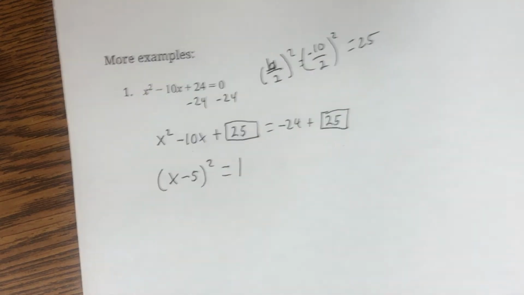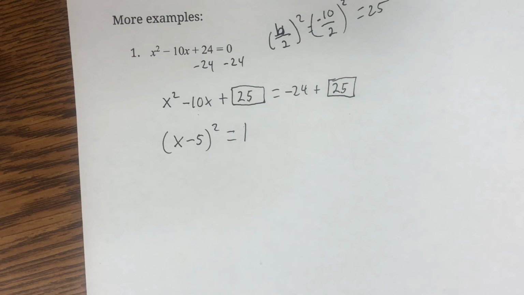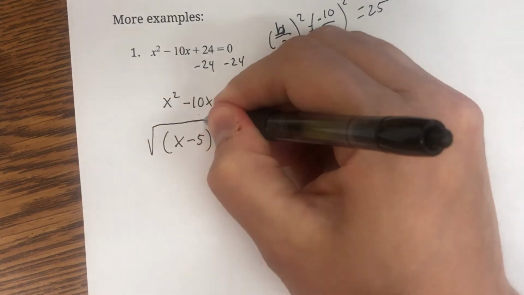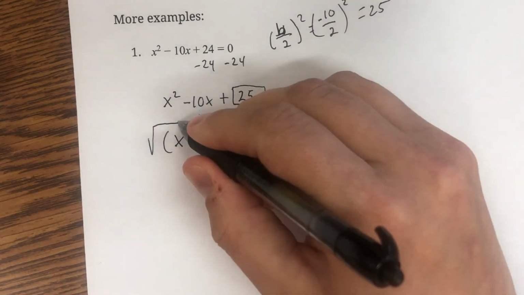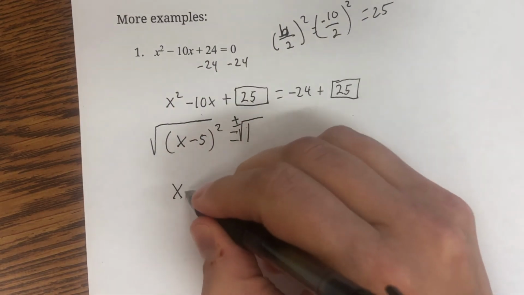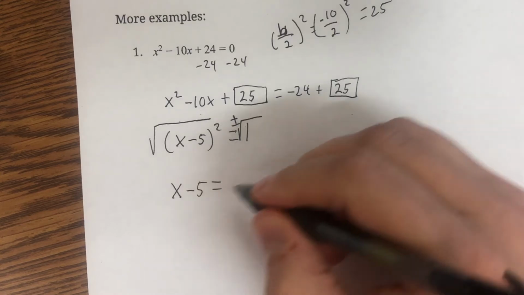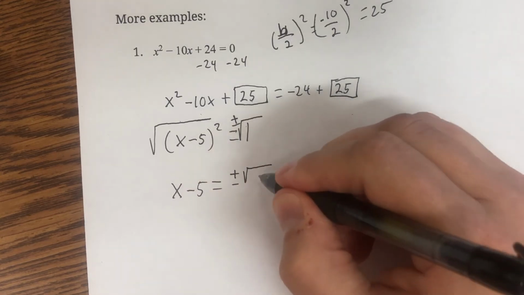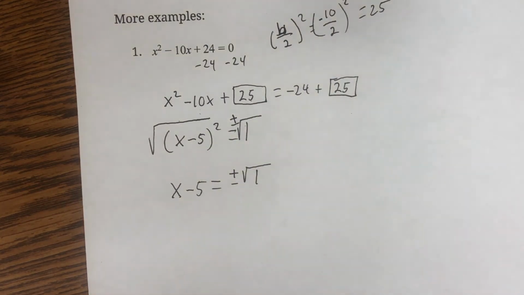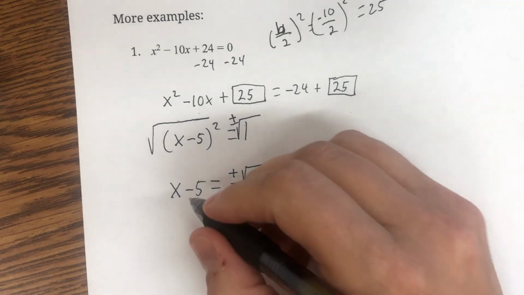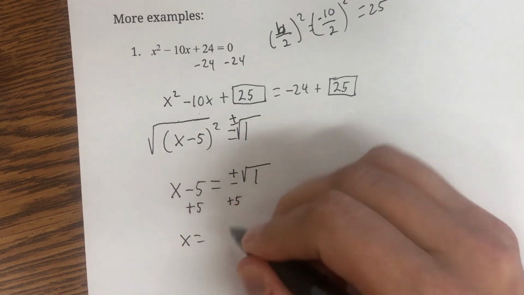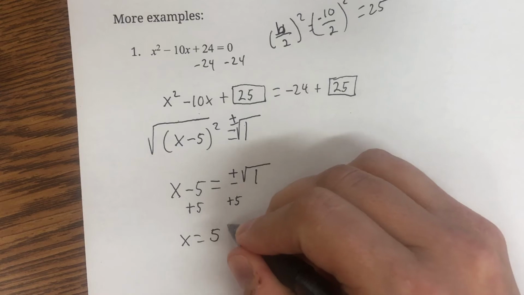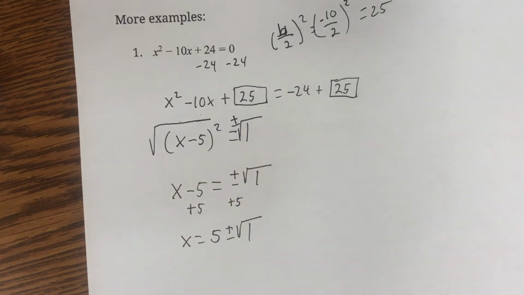Now that we have the squared isolated on the left side, we can take the square root of both sides. Don't forget the plus and the minus. Square root and squared cancels, so I'm left with x minus 5 equals plus or minus the square root of 1. Okay? Don't forget that plus or minus. Now, solve. Add 5, add 5. X equals. 5 is positive, plus or minus the square root of 1.